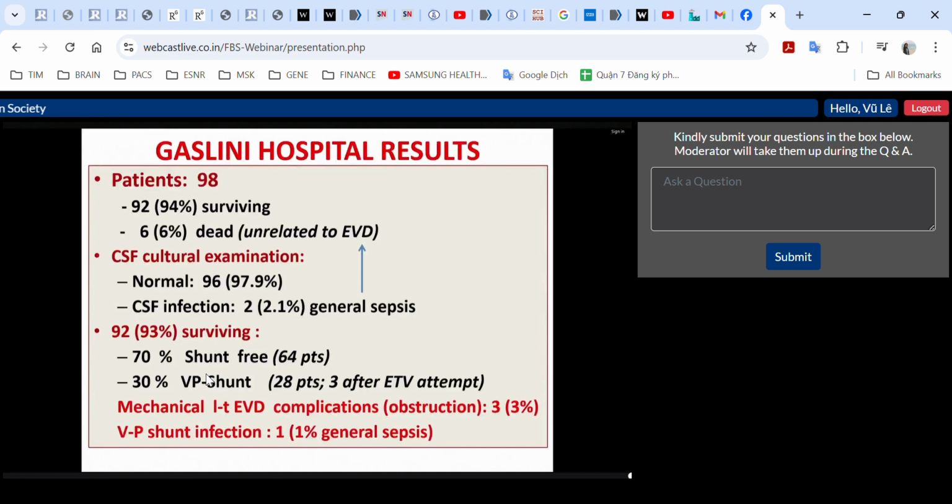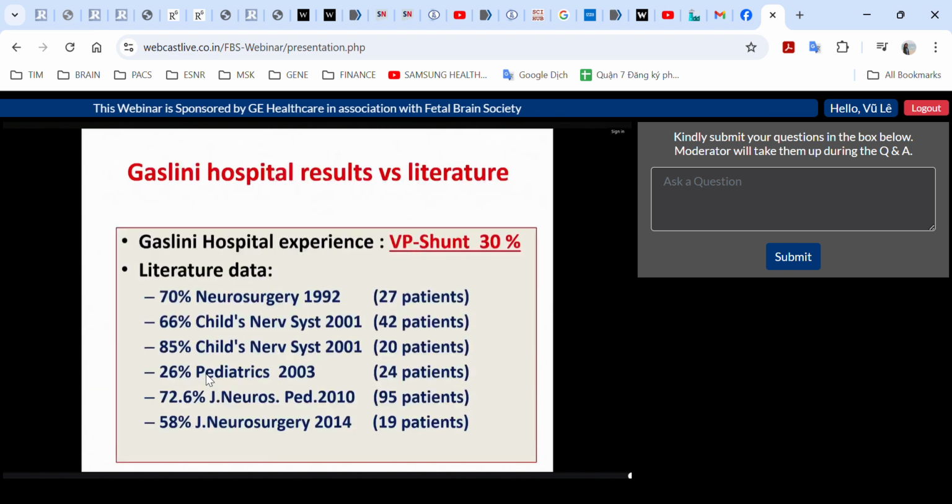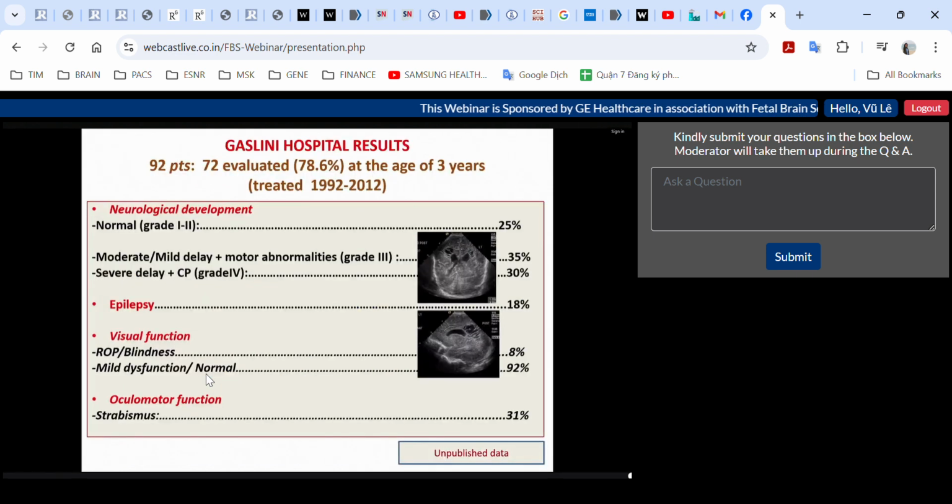In our series, 70% of our newborns are shunt-free, and only 30% underwent ventriculoperitoneal shunt. The complication rate is low. Compared with other similar series, we can see that the result we obtained is certainly positive. We all know the problem related to shunt dependence, with the need for multiple revisions of the implanted system, as well as the clinical neurological outcome that we see summarized in this slide.